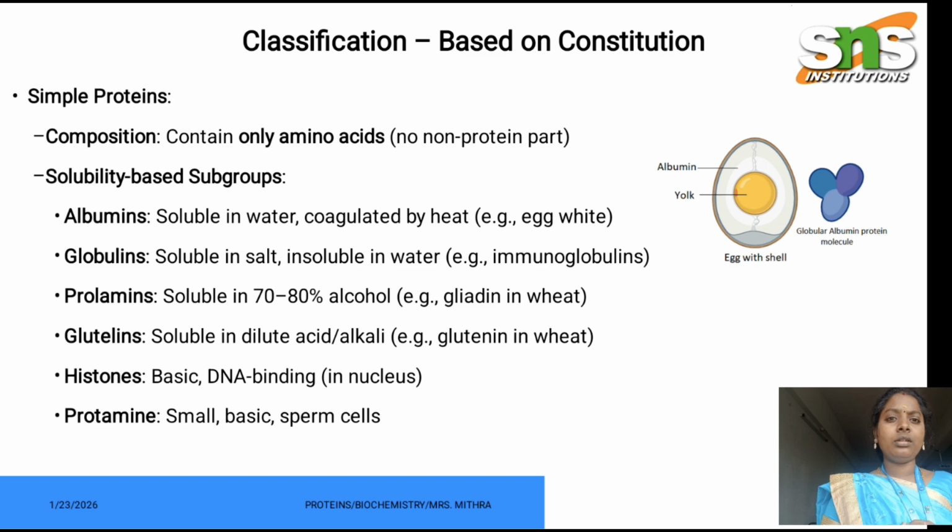Next, prolamine and glutelin are found in wheat, and histone is the DNA binding protein which is present in the nucleus, and protamine is present in the sperm cells.